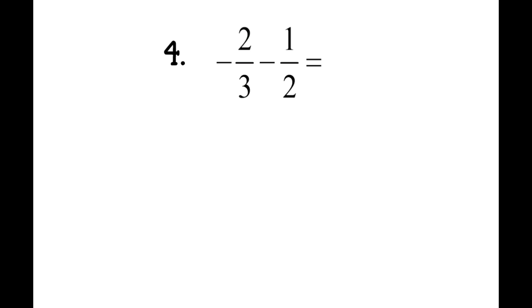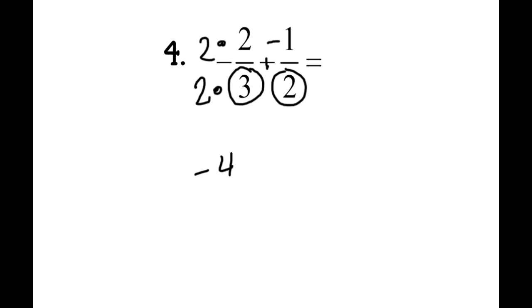Last one, number 4. We have negative 2/3 minus 1/2. So we need to add the opposite. So it's negative 2/3 plus negative 1/2. And again, we do not have a common denominator, so our least common denominator, or least common multiple between 3 and 2, is 6. So to make the 3 become a 6, we multiply by 2. So we have negative 4/6 plus, to make the 2 become a 6, we multiply by 3.